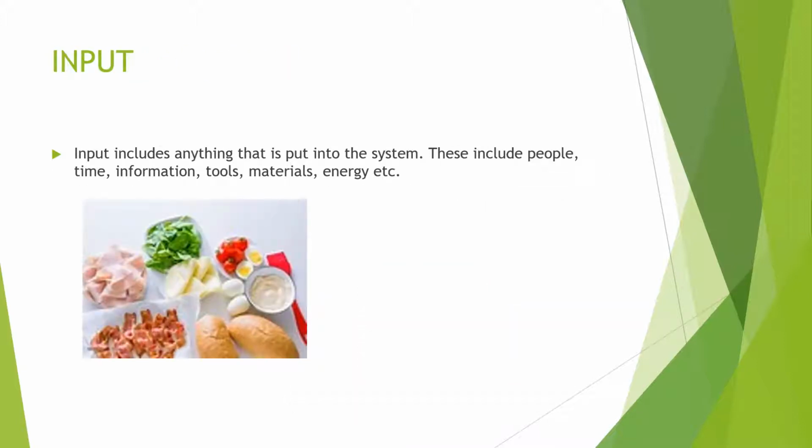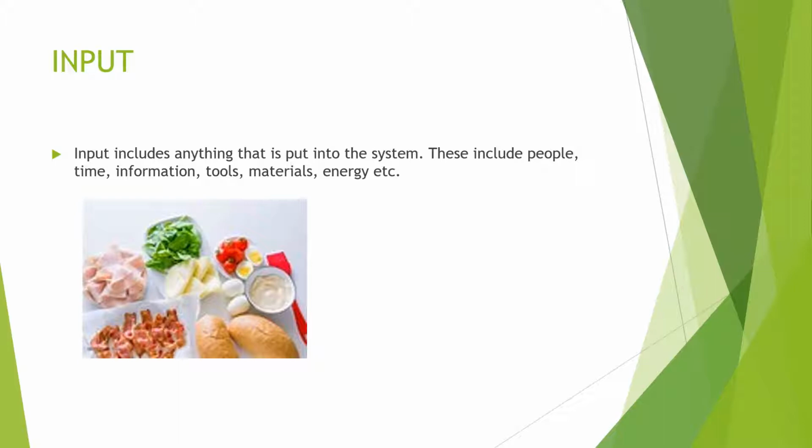Input is anything that's put into the system. Input comes from the system's resources. A resource is anything that provides support or supplies for the system. If you're making a sandwich, you need several ingredients to put together in order to get a sandwich, like lettuce, eggs, mayonnaise, bread, tomatoes, and so forth. So, a resource that provides support for the system is your input.